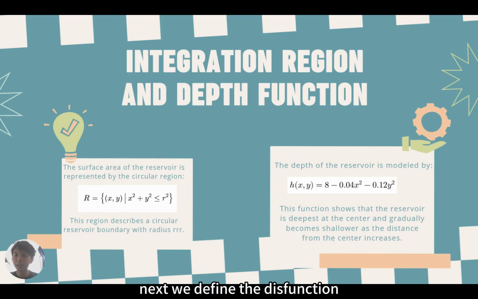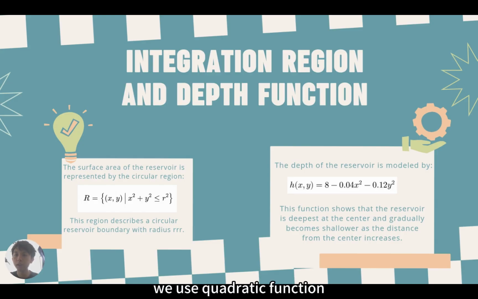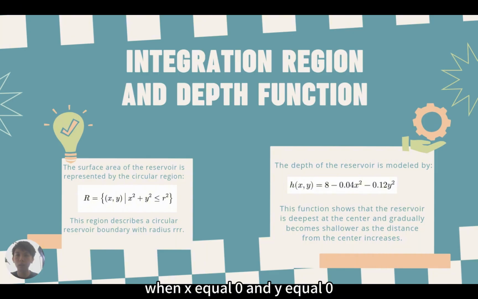Next, we define the depth function of the reservoir. Since the reservoir is deeper in the center and shallow near the boundary, we use a quadratic function, the h function. In this model, the function represents the depth at the point (x, y). When x equals 0 and y equals 0, the depth is 8. So the maximum depth is 8 units at the center.